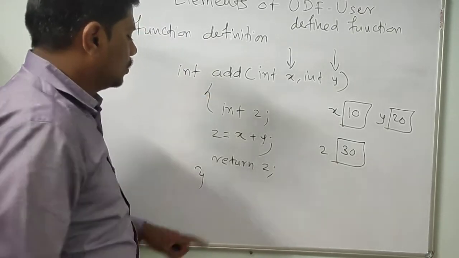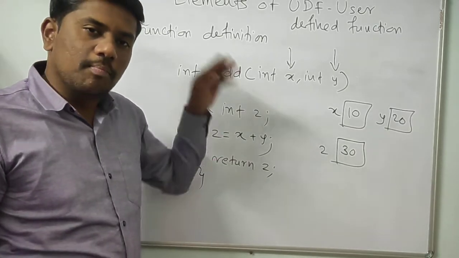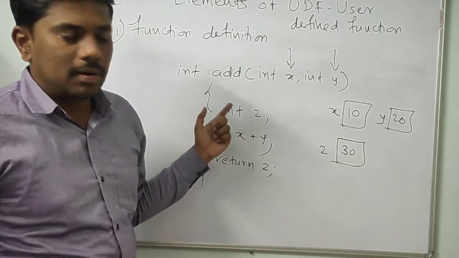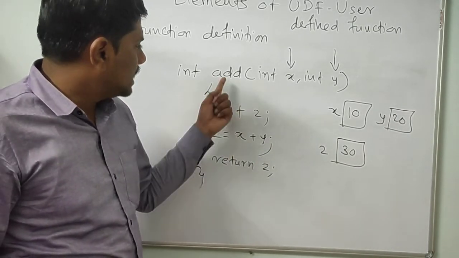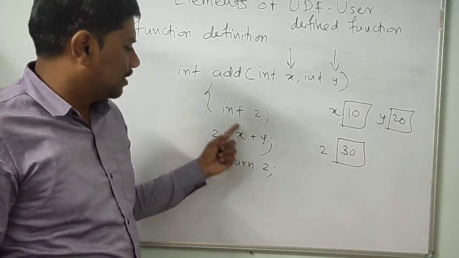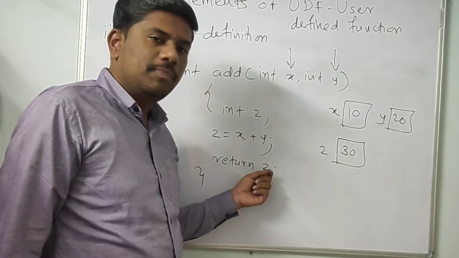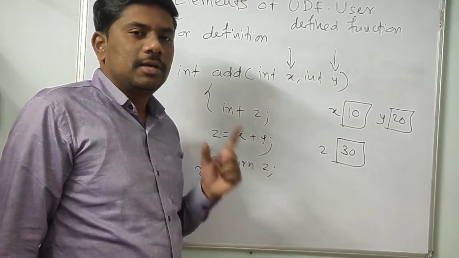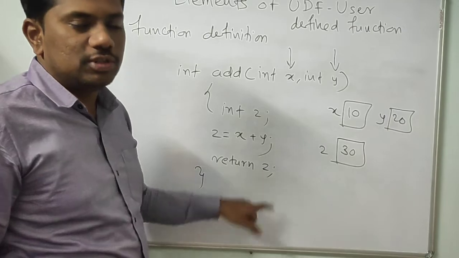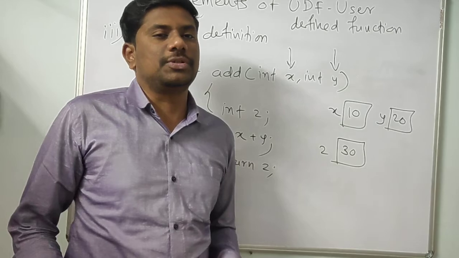Then there will be the return statement, return z. So what will be returned? 30 will be returned to whom? To the main function, or to the function who called this add function. The return type of this add function should be int. Why is it int? Because the data type of z is integer, so this should match. The return type of the function and the type of the value which will be returned should be the same, otherwise there will be a problem. So this is the example of function definition.